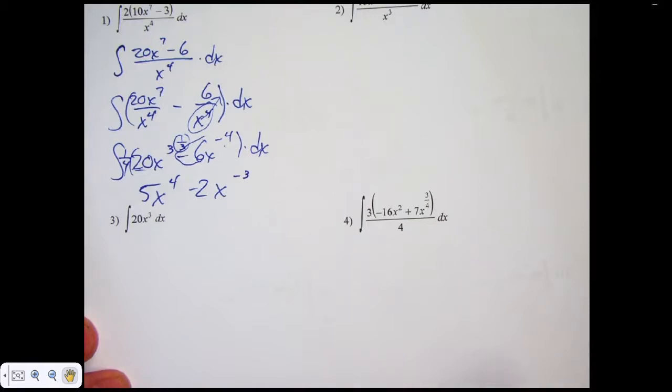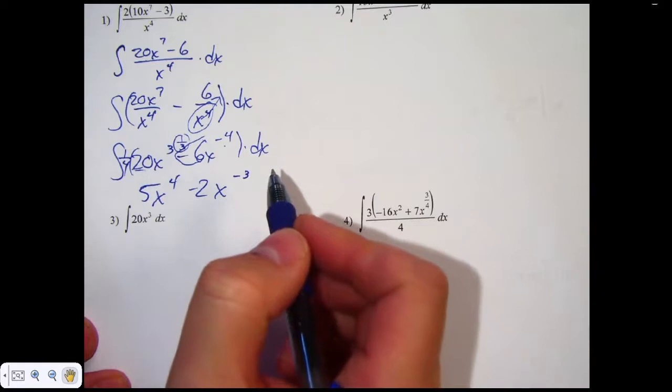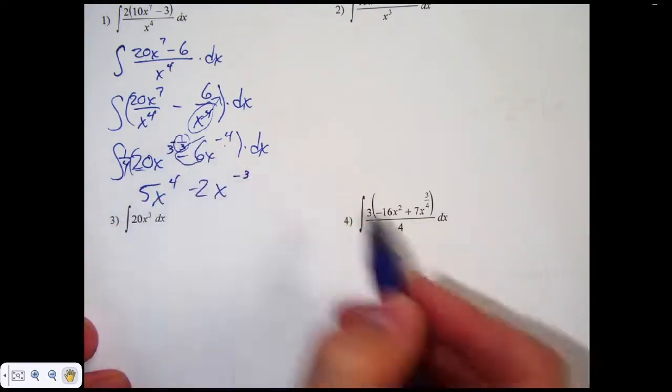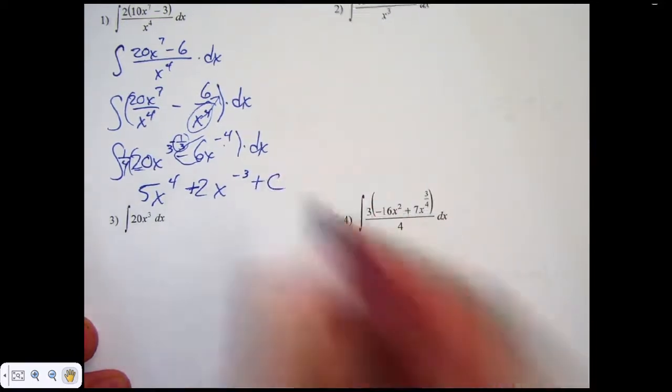Wait, whoa. The reciprocal is negative. Why did I say positive? Did I say positive? You said positive. The reciprocal is still negative. That's stupid. So that's plus. My fault. And then plus C.